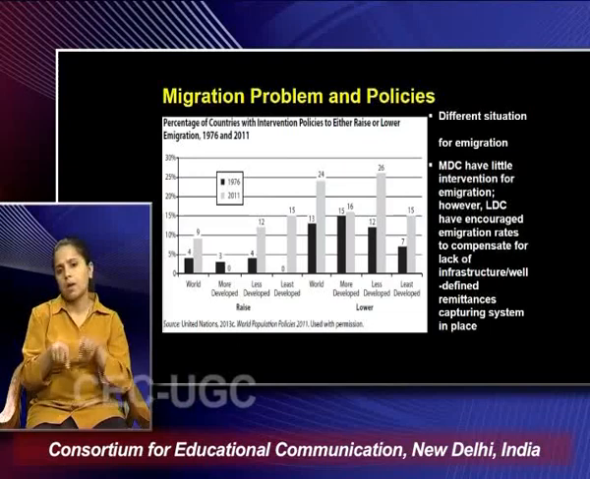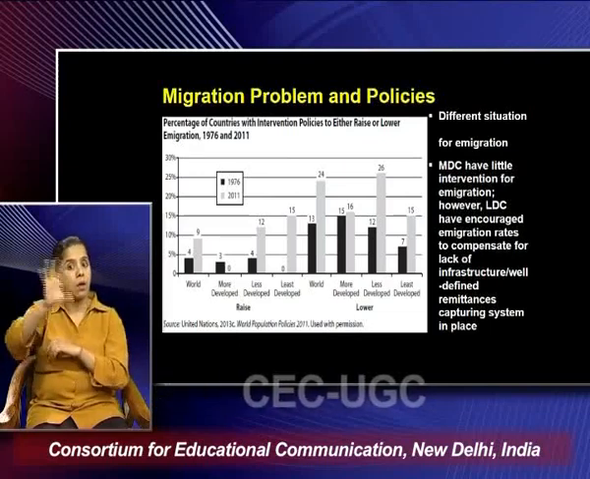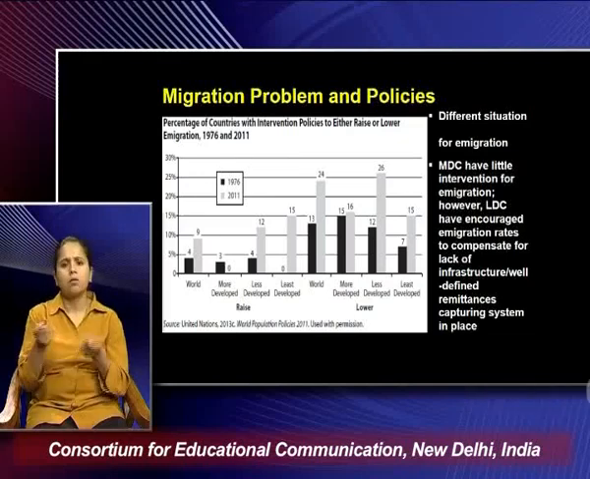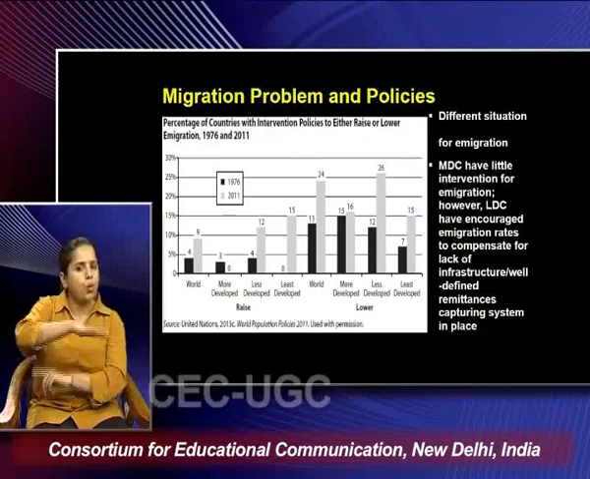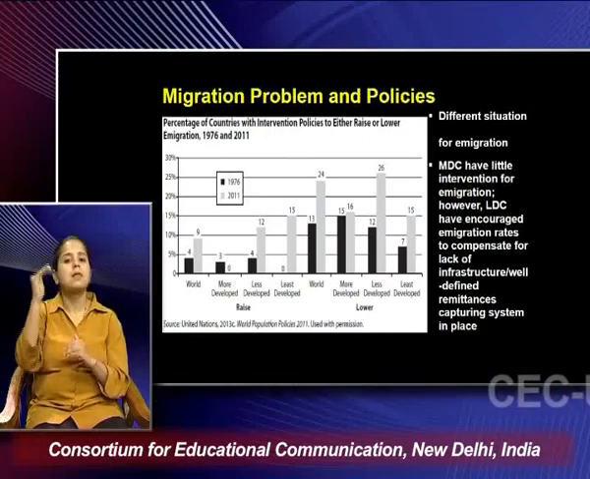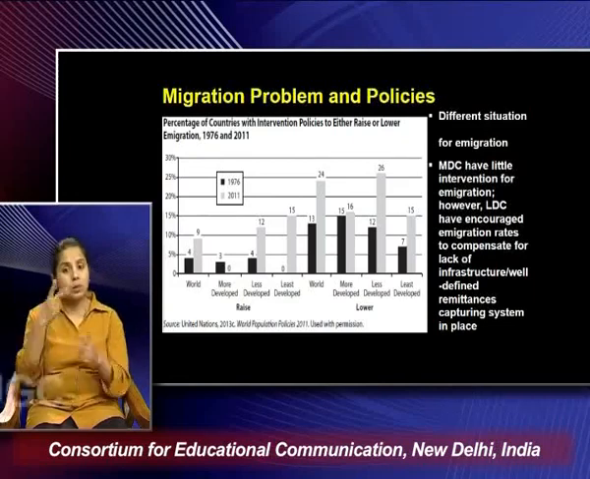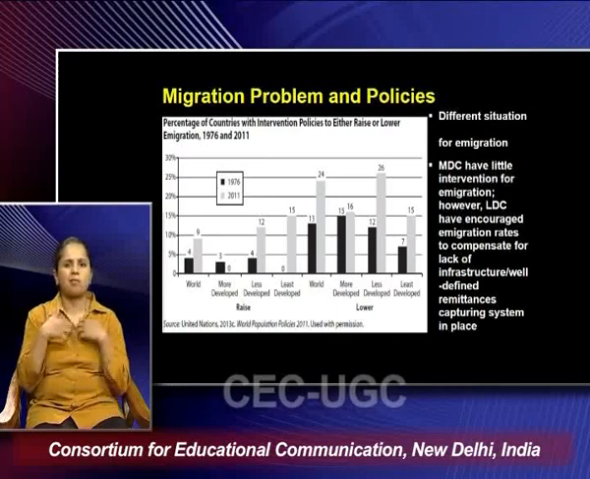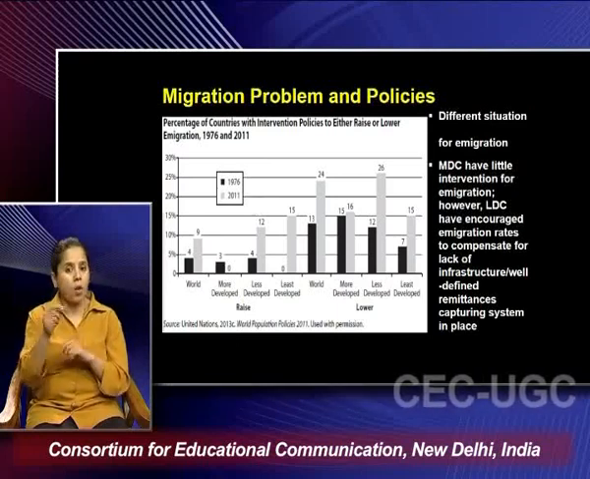So there are different situations for immigration. Today most developed countries have no intervention for immigration, wherein they really do not regulate it much. If the local nationals want to go and work abroad, that is not a problem for the West. But if you look at the less developed countries today, they have encouraged emigration rates to compensate for the lack of infrastructure and for the remittance benefit which they get.